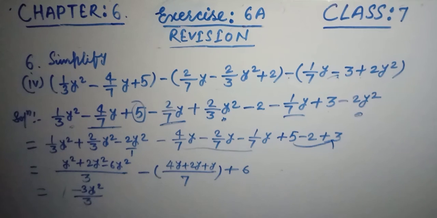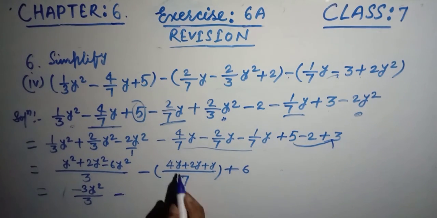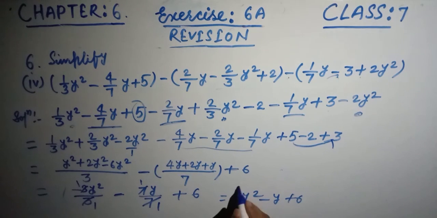Now see, minus 3y square, this is minus, this is 7y, friends, because 4 plus 2 is 6, plus 1 is 7y, divided by this 7, and plus 6. Now friends, 7 ones are 7, will get cancelled, and 3 ones are 3, 3 ones are 3. So here the answer is minus y square minus y plus 6. This is your answer friends.